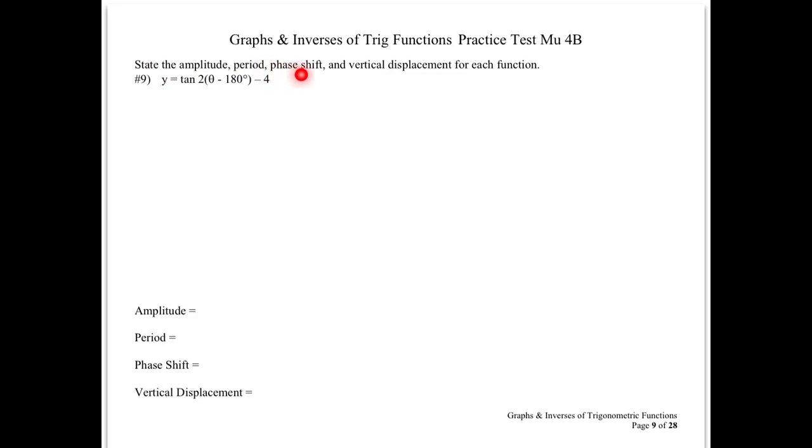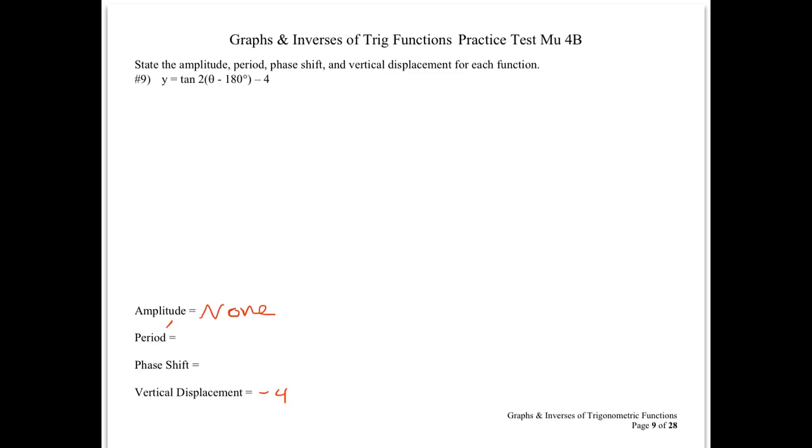So you have the amplitude, period, phase shift, and vertical displacement for each function. The word amplitude is a special term reserved for sine and cosine. This problem's tangent. Therefore, there's no amplitude. Vertical displacement, phase shift, and new period are found the same way they're found for sine and cosine. Vertical displacement's always simple. It's the number you're adding or subtracting outside the angle. It's -4.